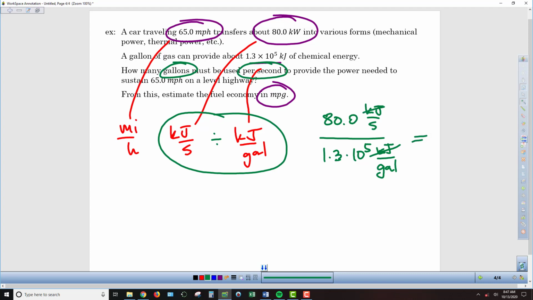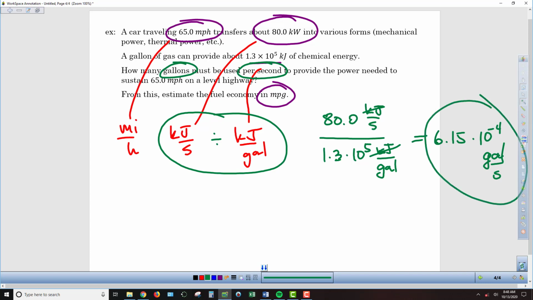And so if we divide those, we're going to get 6.15 times 10 to the negative fourth gallons per second. Again, that's a very small number of gallons. I don't know if that's realistic or not. I don't have a whole lot of experience with trying to measure how much gasoline is necessary to maintain this kind of power requirement. So if I can convert this to a context that I have a little bit more familiarity with, like miles per gallon, then I can determine whether or not this is a reasonable estimate.